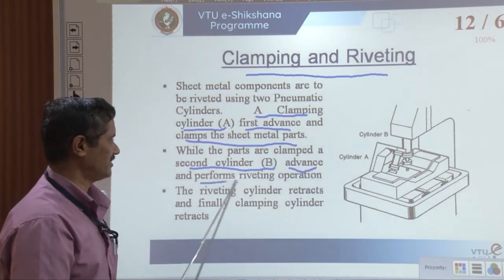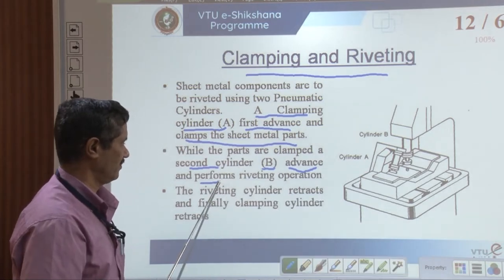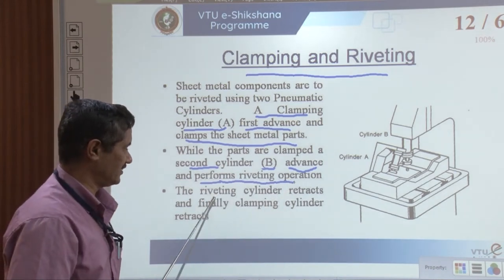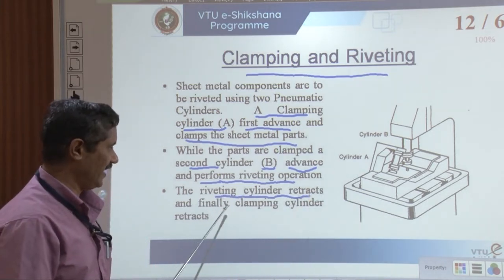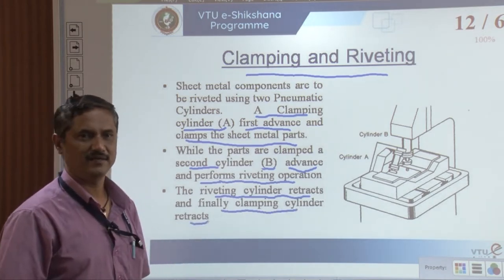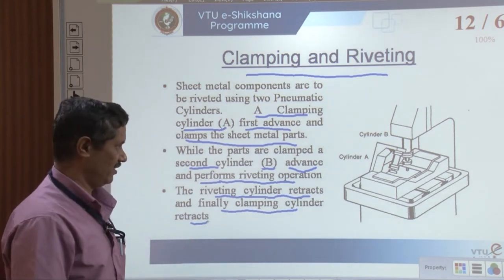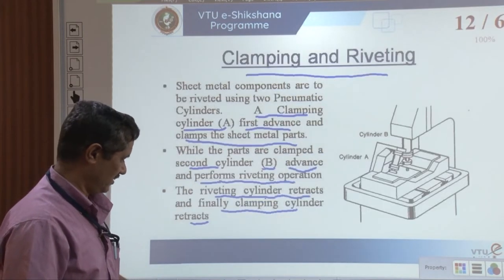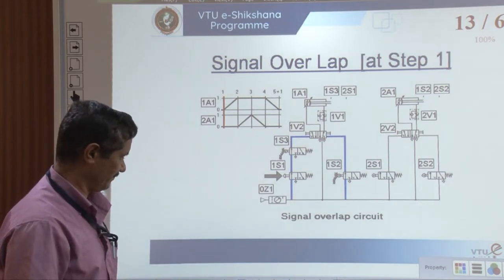gets advanced and performs the riveting operation, and the riveting cylinder retracts. So, this is interesting, the riveting cylinder retracts and finally, the clamping cylinder retracts. If you take this, we need to ask, is there any signal overlap? In this case, signal overlapping is not there. Okay, I will come to signal overlapping circuits basically.